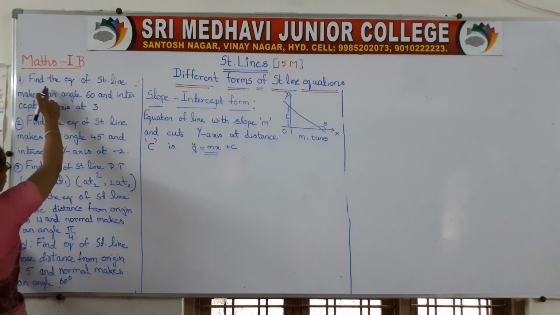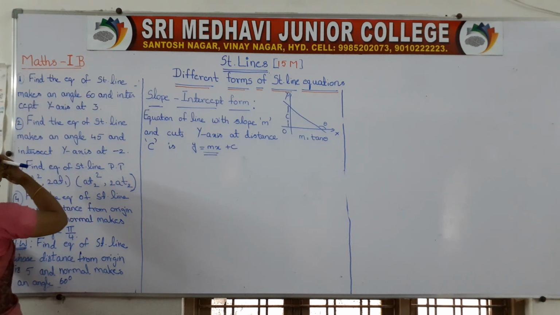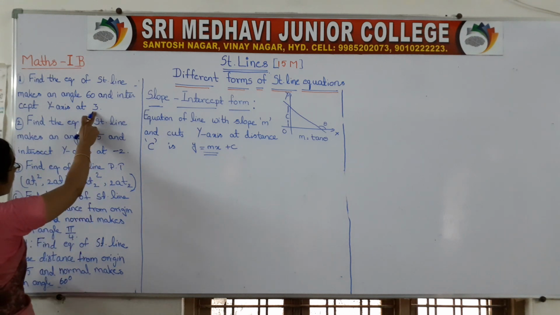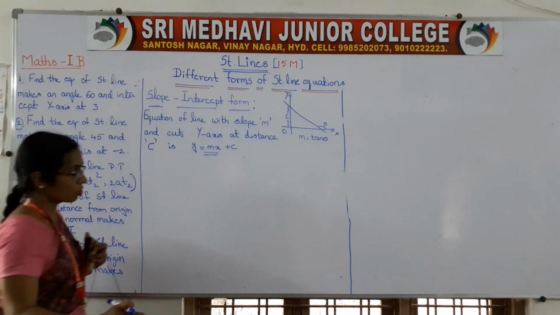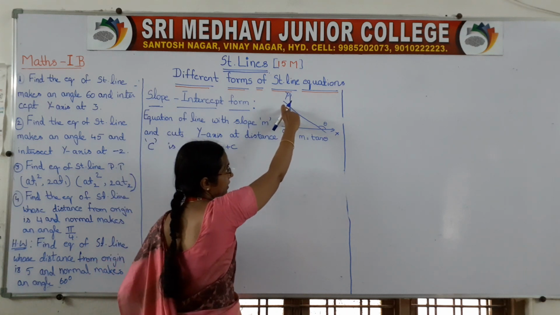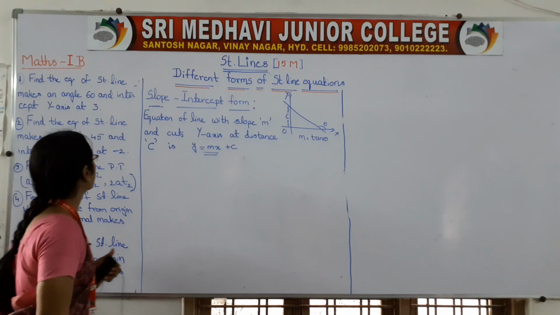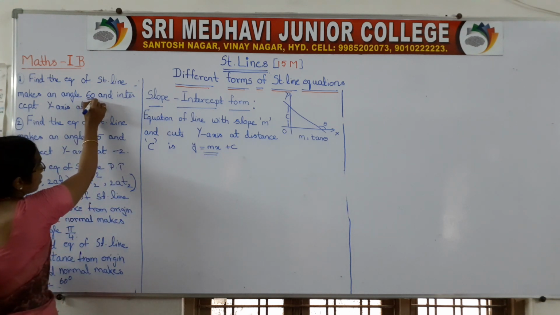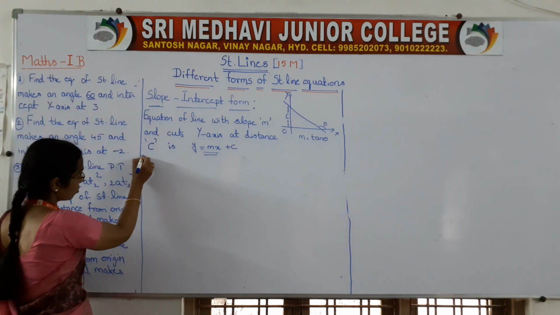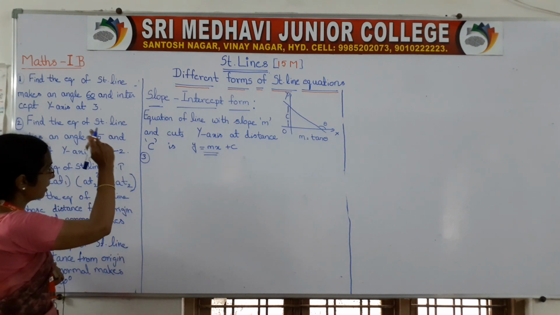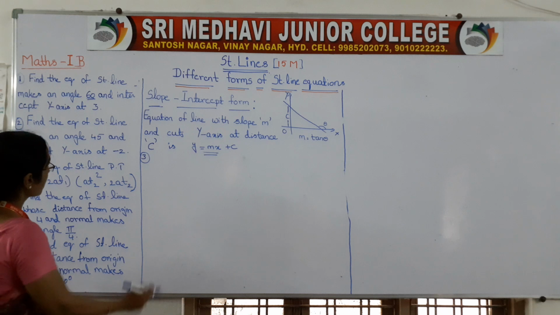First one: find the equation of the straight line that makes an angle 60 and is at a distance of 3 from the y-axis. Here this distance is given as 3 and the angle is given as 60 degrees. So we are solving using the third method.